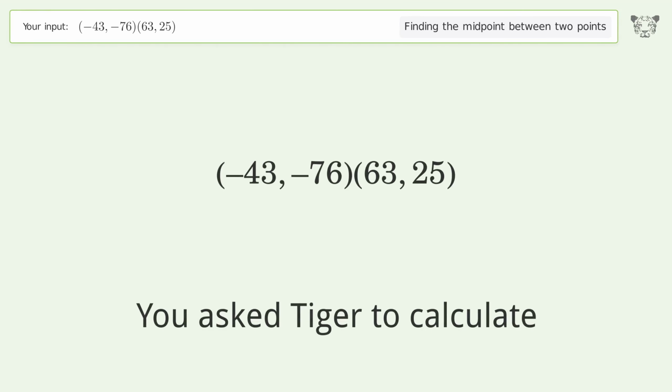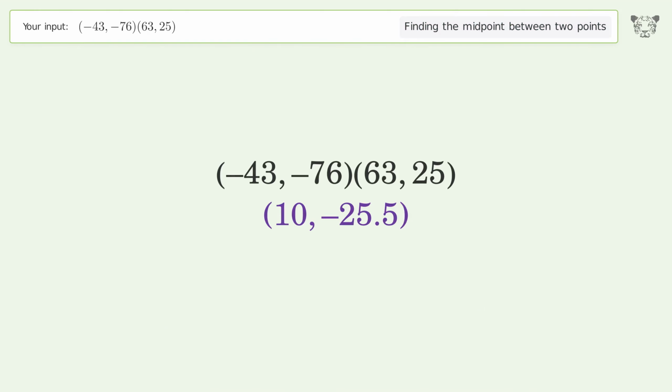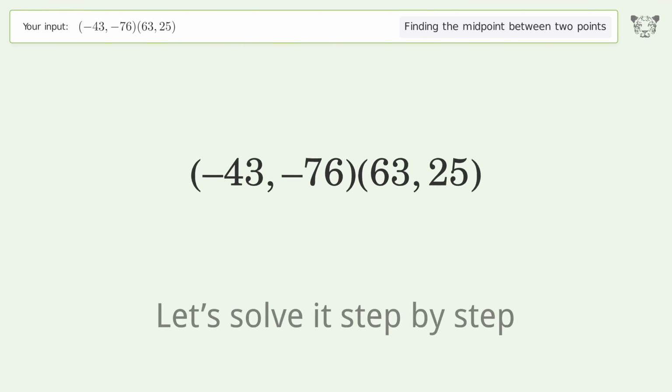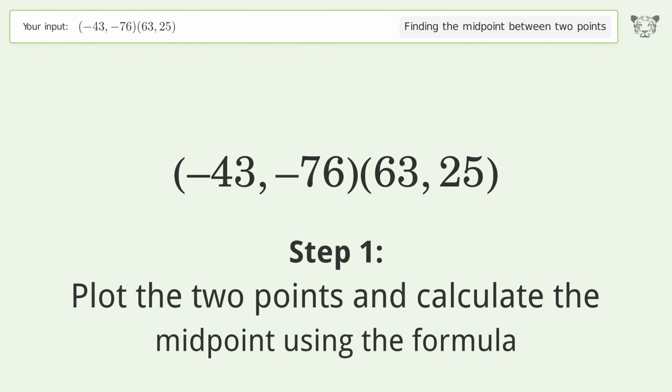You ask Tiger to calculate. This deals with finding the midpoint between 2 points. The midpoint between the 2 points is 10, negative 25.5. Let's solve it step by step. Plot the 2 points and calculate the midpoint using the formula.